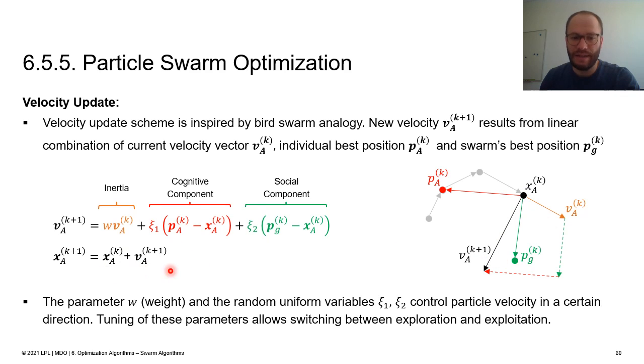And the new velocity plus the current position is used to create the position of the next iteration, which is here then. And you see that you have different weighting factors as well. You have the weighting factor for the inertia, and you also have the weighting, or the random uniform variables, for the cognitive and the social component as well. And this is done for each individual to create a new particle position.